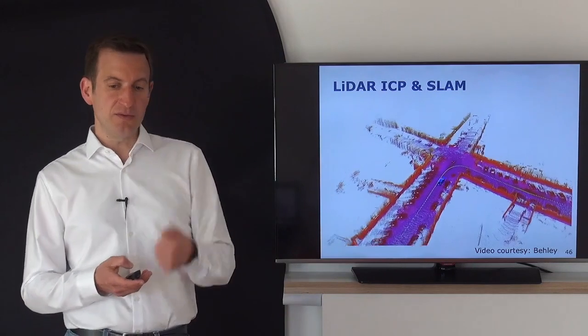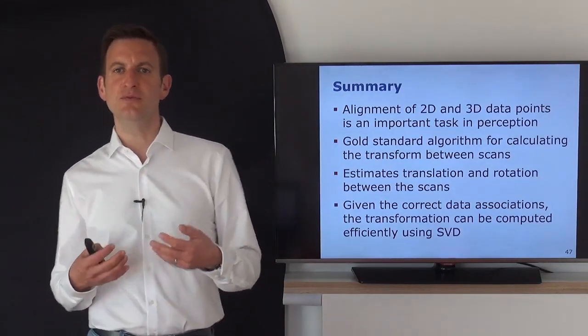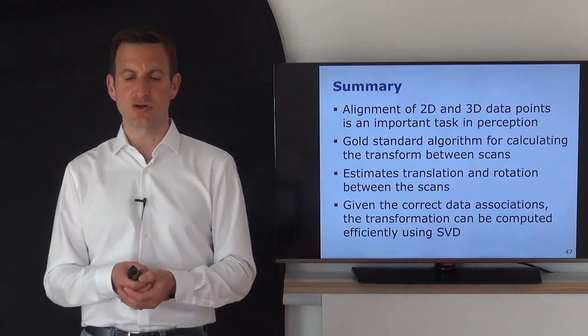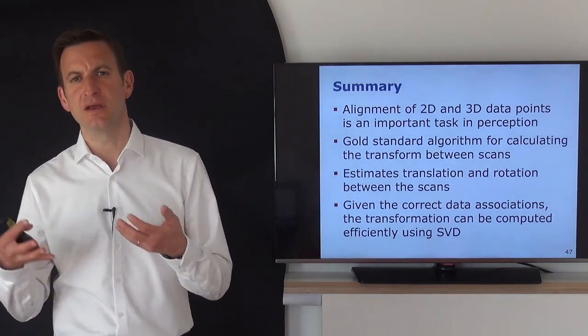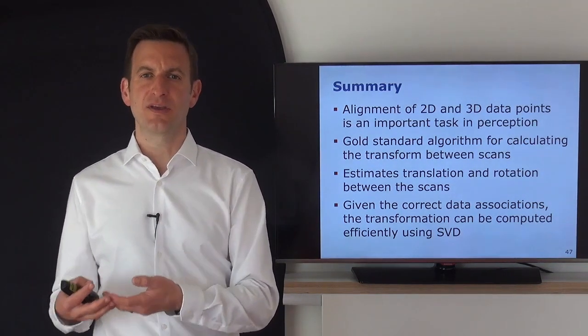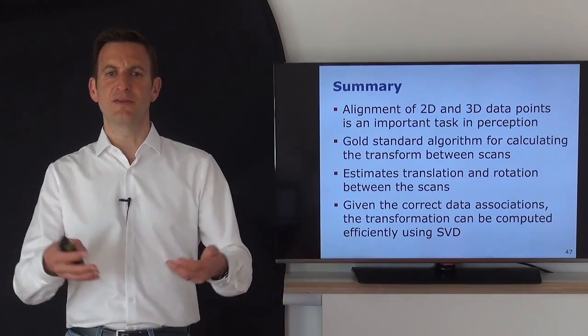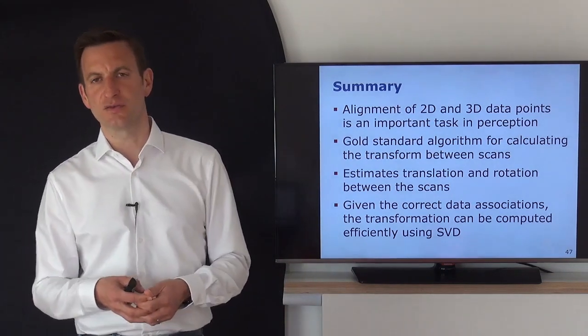So this brings me to the end of the lecture today. So alignment of 2D and 3D data, point cloud data, data about our world, the geometry of the world, is an important task in perception, and aligning them is needed if you have multiple scans or observations taken from different views about the same environment, from different locations at different points in time, and you want to register those observations.